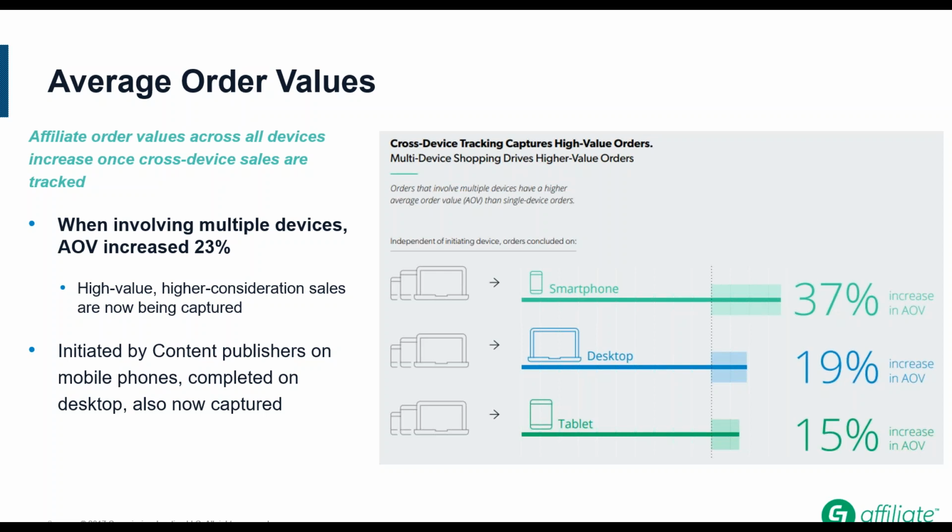And the explanation for this is that cross-device tracking is capturing orders that are the high consideration purchases that we make. And those take longer to convert. They generally involve multiple devices, but they're ultimately higher in value. Okay. So we're capturing these higher value sales. They take longer and they're over multiple devices. And now we're capturing them because of cross-device.